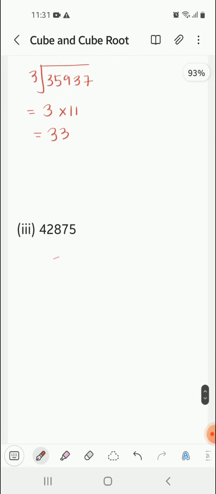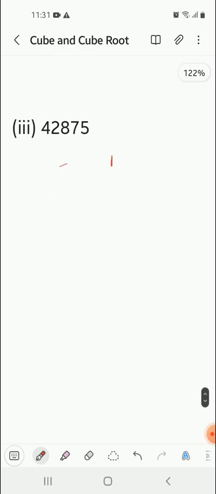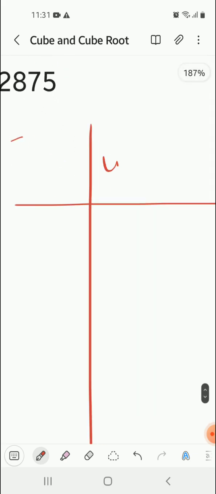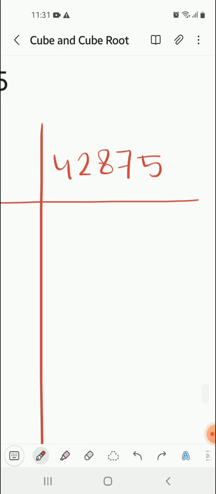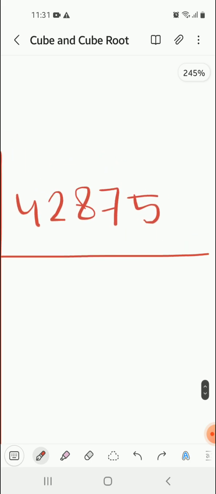Now we are going to move to some other question. 42875. Same rule. See, over here it doesn't end with an even number, so it's not divisible by 2. For checking divisibility of 3, let's find the sum of the digits. So 4 plus 2 is 6, plus 8, 14, plus 7, 21, plus 5, 26. Not possible with 3. Last two digits not divisible by 4 as well.